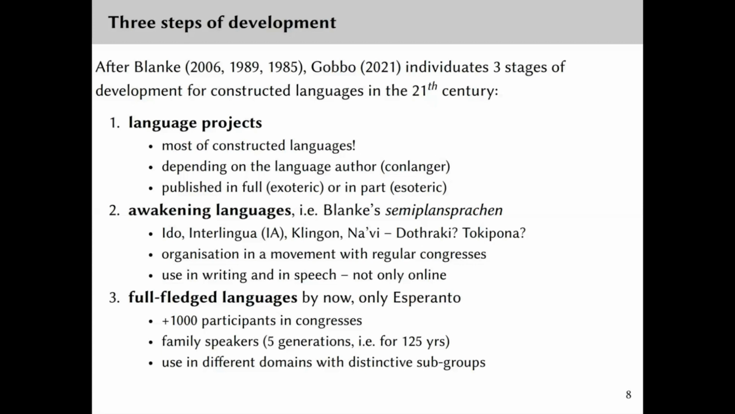And then there is only one language that reaches the third stage, which is full-fledged language, which is Esperanto. It has more than 1,000 participants in congresses. It has even family speakers, now 5 generations, and it is used in different domains with distinctive subgroups. So the language is large enough to have developed subgroups, identities, for example LGBTQ, or specialized language for domains, for scientific use in linguistics, in astronomy, in chemistry, or something like that.